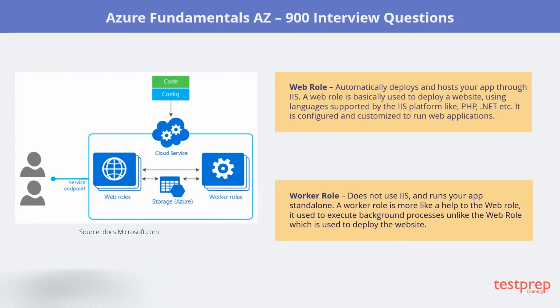Worker role does not use Internet Information Service, and runs your app standalone. A worker role is more like a help to the web role. It is used to execute background processes, unlike the web role, which is used to deploy the website.